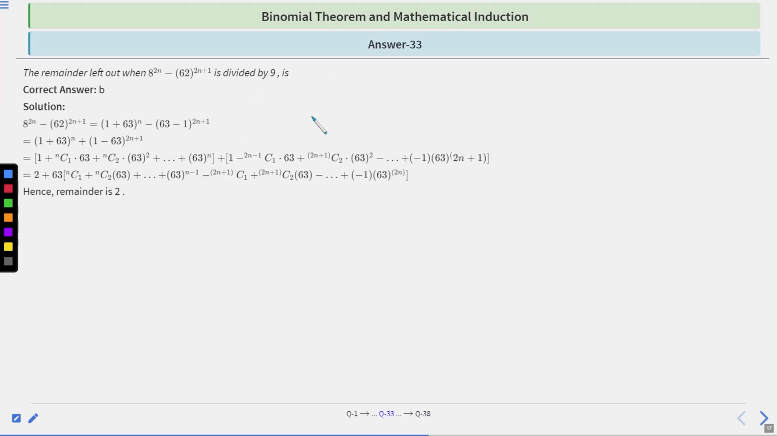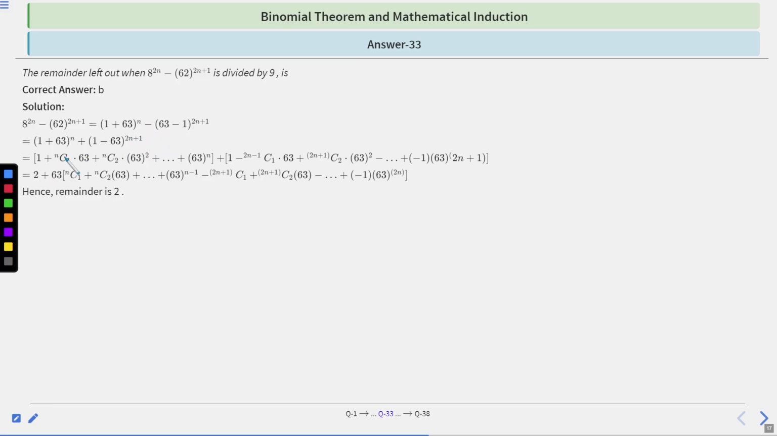Okay, let's move to the solution part. Since 8 to the power 2n minus 62 to the power 2n plus 1 can be written as 8 to the power 2, which can be written as 64 to the power n, right? Because 8 square is 64. And 64 to the power n can be written as (1 plus 63) to the power n, minus 62, which can be written as (63 minus 1) to the power 2n plus 1. Right, and it is basically equal to (1 plus 63) to the power n plus 1 minus (63 to the power 2n plus 1). We have taken minus 1 as common.